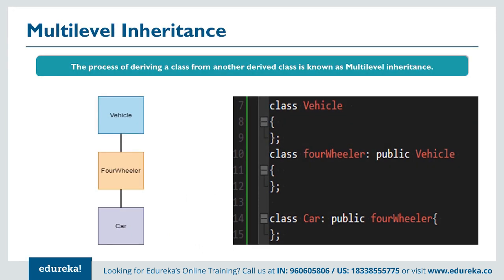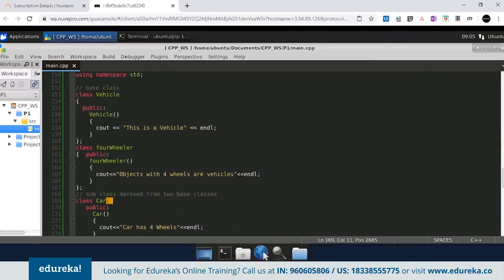So let us try it out with an example. Here I have three classes, as you can see: a vehicle, four-wheeler, and a car. So let us begin our inheritance. In this case, we'll talk about multi-level inheritance. First I will go to four-wheeler and say colon public vehicle, and then here I'll say class car colon public four-wheeler.